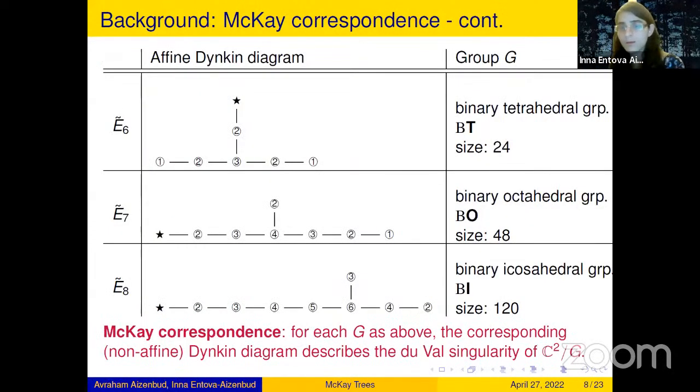And similarly, if you consider the symmetries of the regular tetrahedron, octahedron, and icosahedron, you get subgroups of SO3, which when pulled back to SU2 will give you the binary tetrahedral subgroup, binary octahedral subgroup, and binary icosahedral subgroup. And again, these are just central extensions of the classical tetrahedral, octahedral, icosahedral subgroups by a central subgroup of order 2.